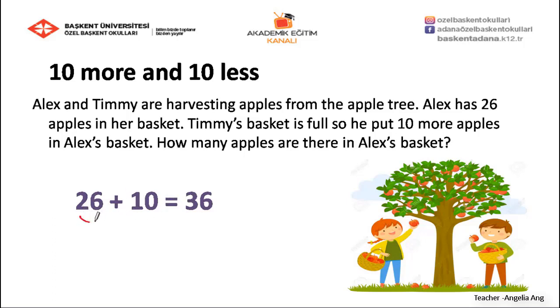Alex has 26 and Timmy put 10 more. So 26 plus 10 equals 36. Alex has 36 apples in her basket.